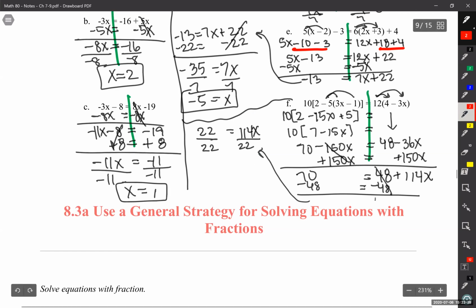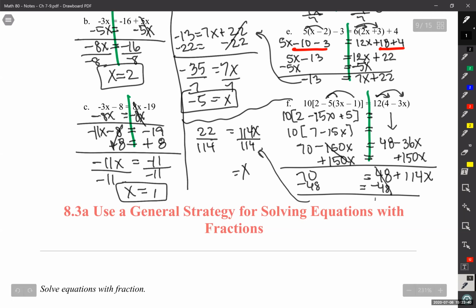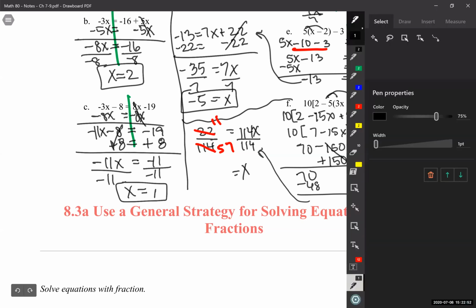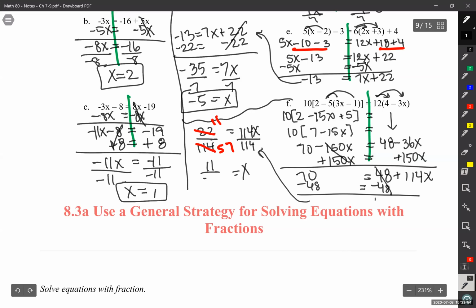I should not have subtracted by the 22. I should have divided by the 114. 114 definitely does not go into 22, so this is definitely going to be a fraction answer. But since I already did the division, I can just redo that. 2 goes in 57 times, 2 goes in 11 times, and now we have our right side up answer, which is 11 over 57.